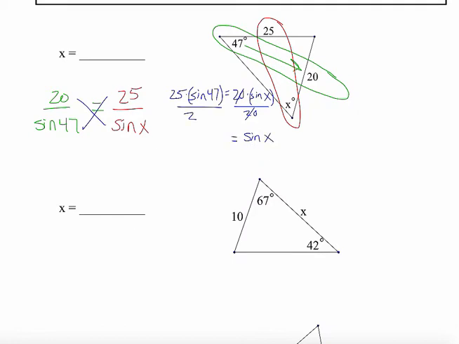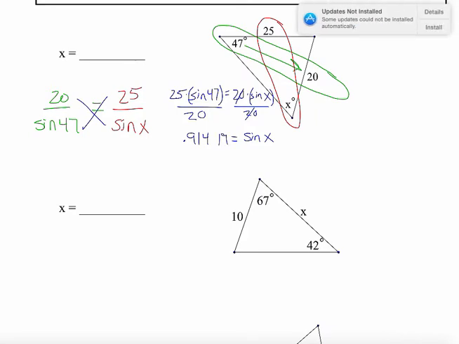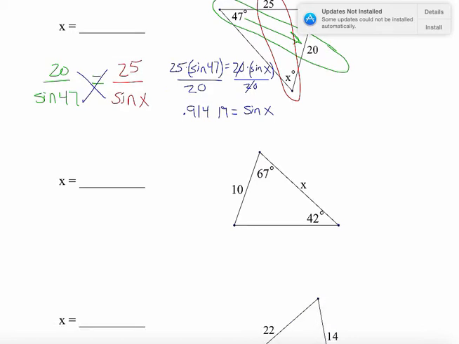And over here, I have this big long expression, 25 times the sine of 47 divided by 20. I'm going to go ahead and type that into my calculator, 25 times the sine of 47, and then divided by 20. And I'm getting 0.914192. I'm going to write at least a few numbers here. I don't want to round. I'm leaving that on my calculator. But the reason I'm punching it out is, remember, you can't take the sine inverse of anything bigger than 1.